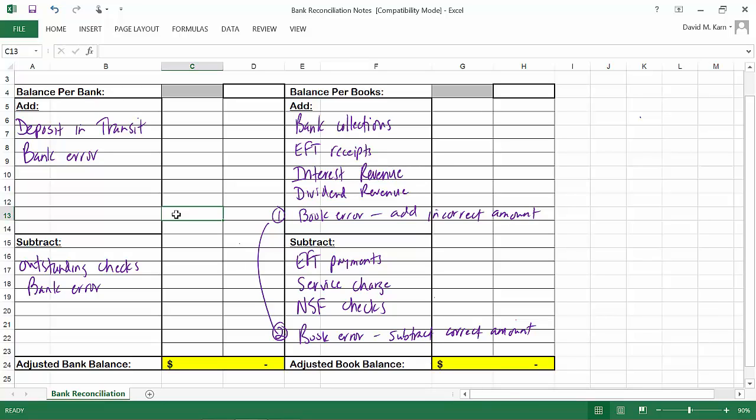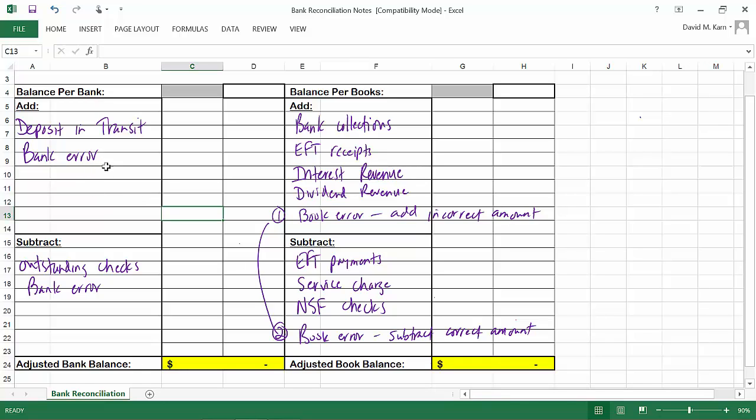Okay, so let's say that we made a deposit on the last day of the month and it didn't make the bank statement at this particular period. Well, we'd have to make sure that on the bank reconciliation, we updated it accordingly. So any deposits that we made that do not make it onto the bank statement would be referred to as a deposit in transit. And then, like I said earlier, any checks that we write that have not cleared the bank and are not on the bank statement would have to be subtracted as outstanding checks.